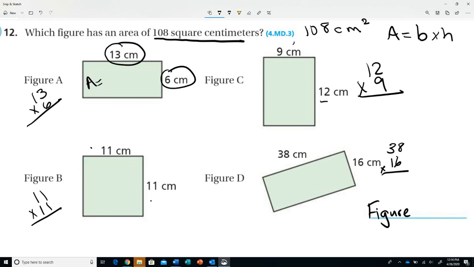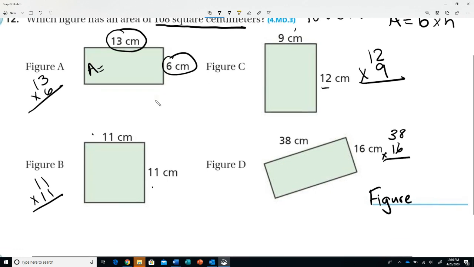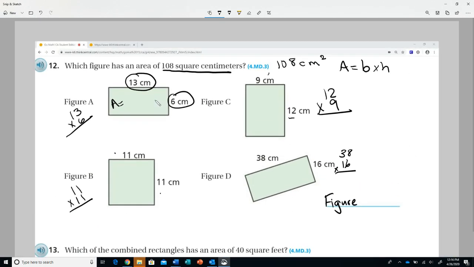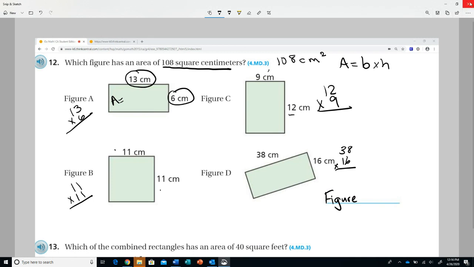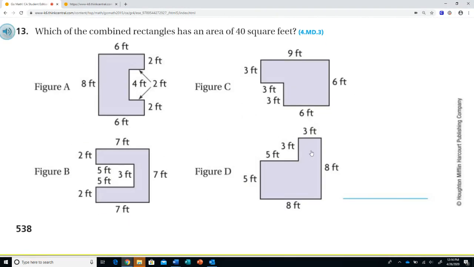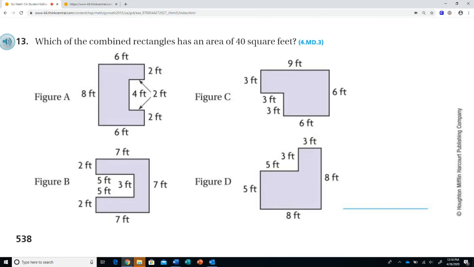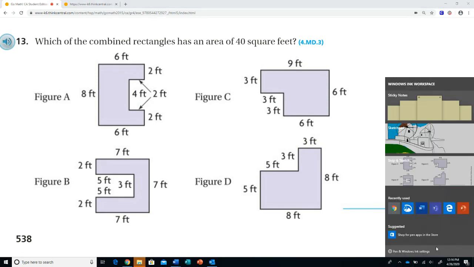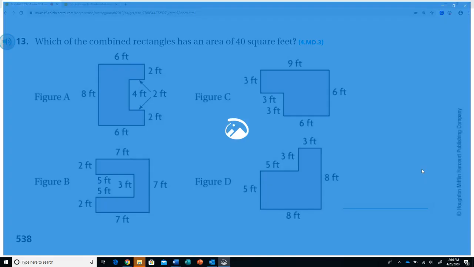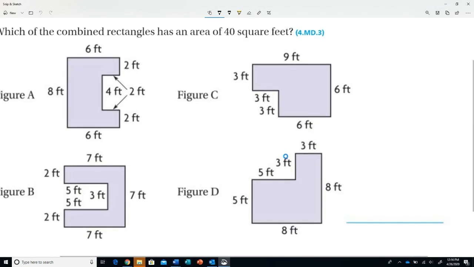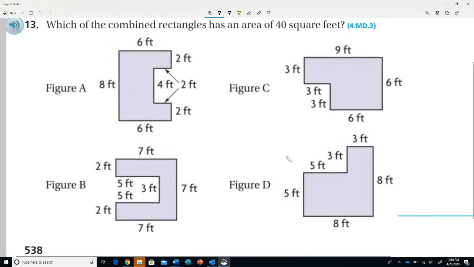So down here at the bottom, your answer would be figure, and then you fill in which one it is. Okay, moving on. Let's go ahead and close this little screen out and focus on what I believe is our last question. Yay! So here's our snip and sketch. Let's stretch out. Which of the combined rectangles has an area of 40 square feet?